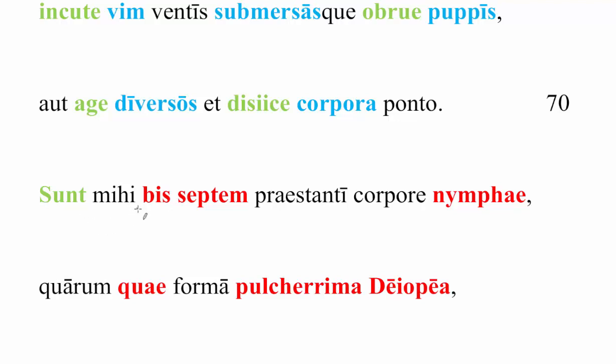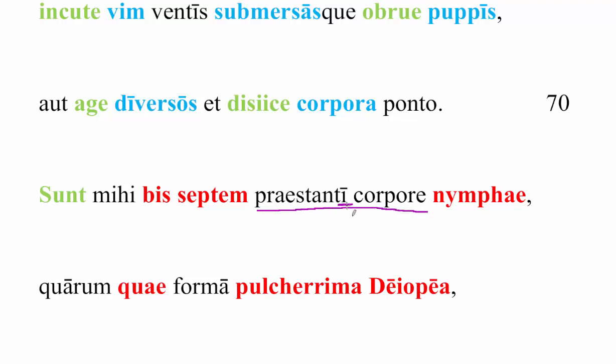So we see the red. What are there for me? What do I have? Bis septem nymphae. Twice 7 nymphs, so 14 nymphs. Praestanti corpore. These are two ablatives.